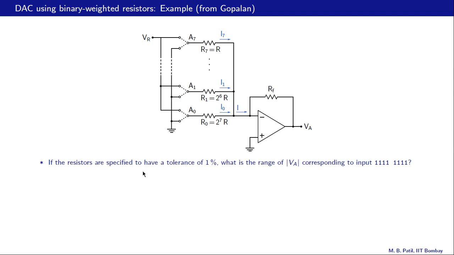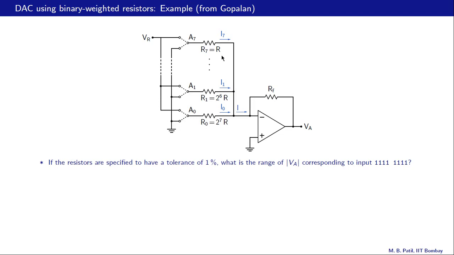Okay, let us now get back to our original question, and with this input all our switches are in the upper position. That means A7 is connected to VR, A1 is connected to VR, etc. And all of these currents now are non-zero. Now for VA to be maximum in magnitude, all of these currents must take on their maximum values, and that happens when these resistances take on their minimum values. That is condition number 1.